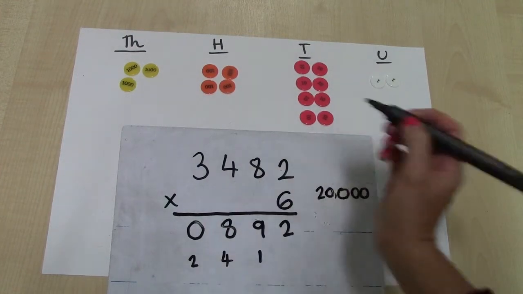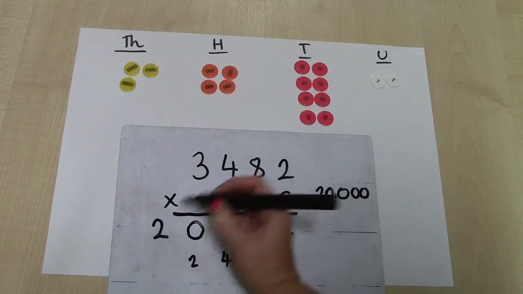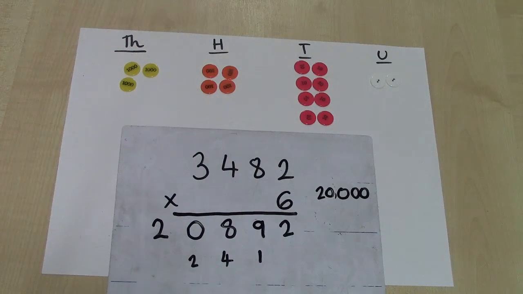So I put my 0 here, and I'm putting my 2 here. So the answer to 3,482 multiplied by 6 is 20,892.